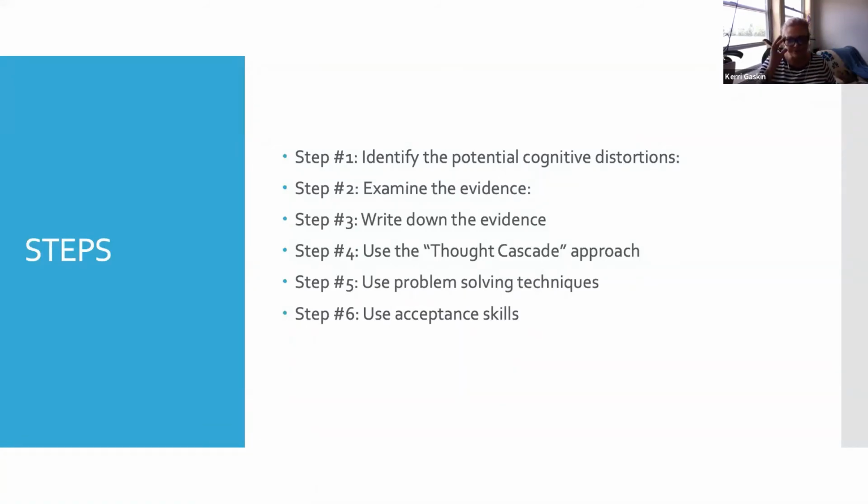Step 5, use some problem-solving techniques. Do you remember we talked about problem-solving techniques in the past? And then use acceptance skills. Use those acceptance skills to let go of the effort to fix the things that you cannot change. And if you look at the work of Marsha Linehan in dialectical behavior therapy, she talks a lot about radical acceptance, the notion that this is a thing, I cannot change it, I don't have to like it, it simply is.